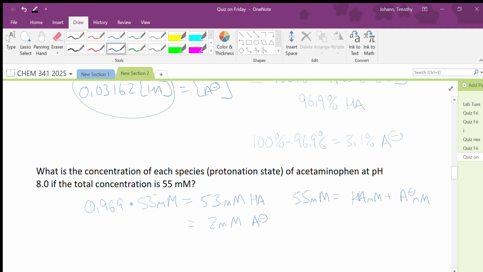Right? I didn't do that math, but I can. 0.031 times 55 millimolar. I just subtracted from 55. But that's another way.